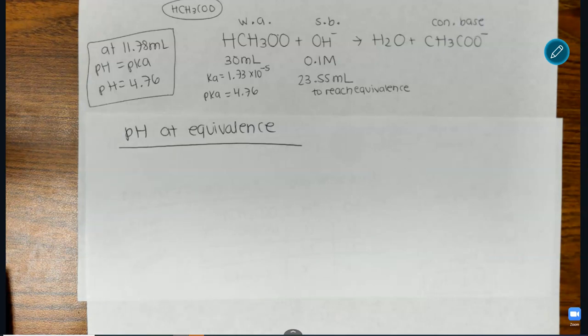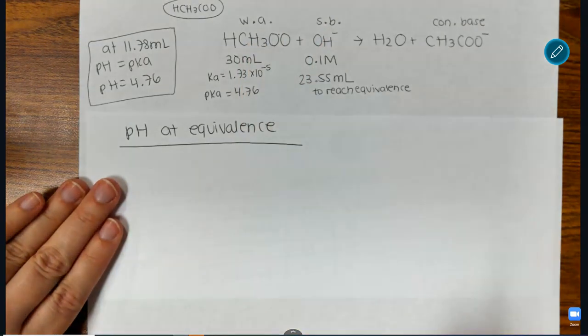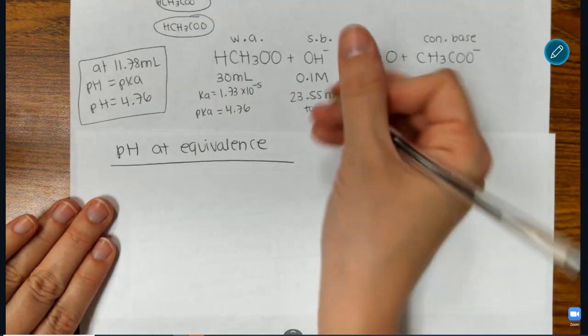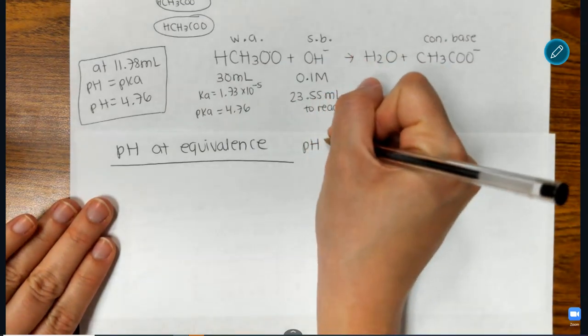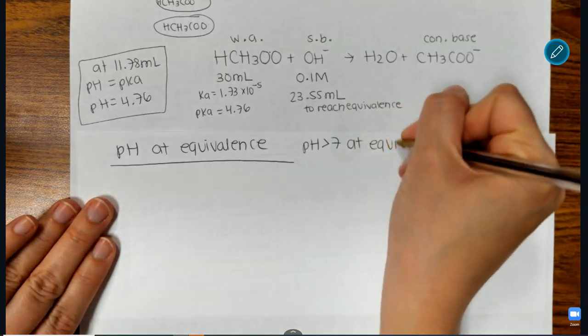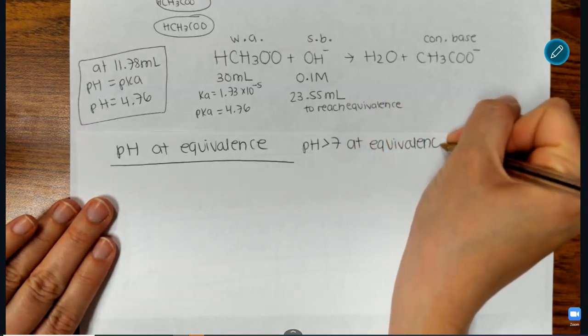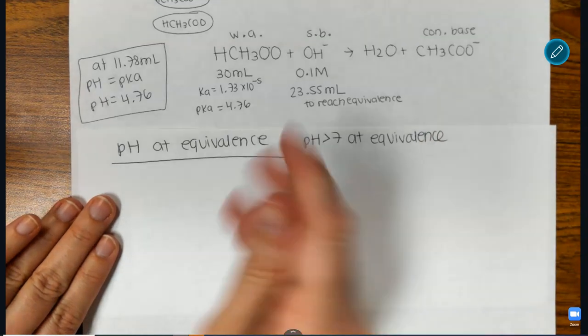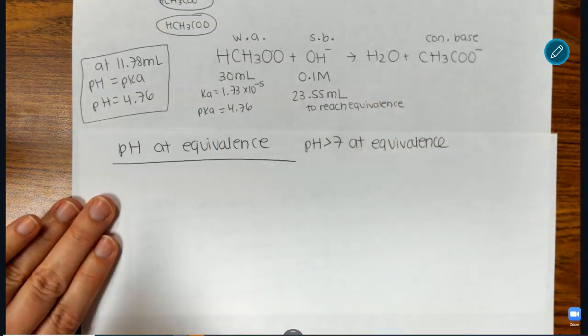And so you should know, because this is a weak acid, strong base titration, that the pH is going to be greater than 7 at equivalence. And let's talk about why. So again, this is the reaction that's happening.